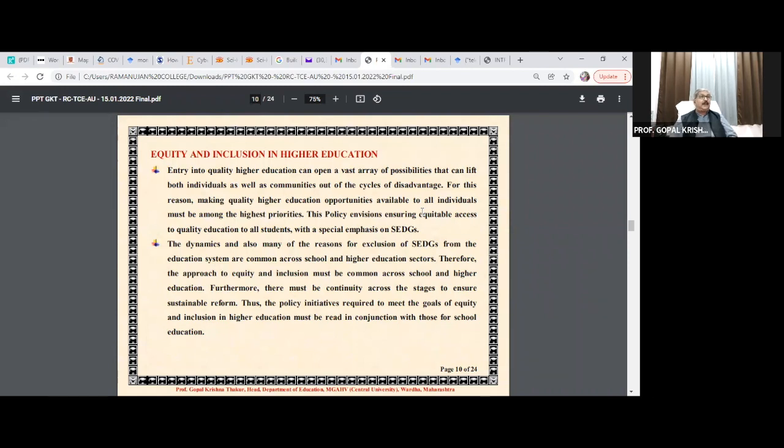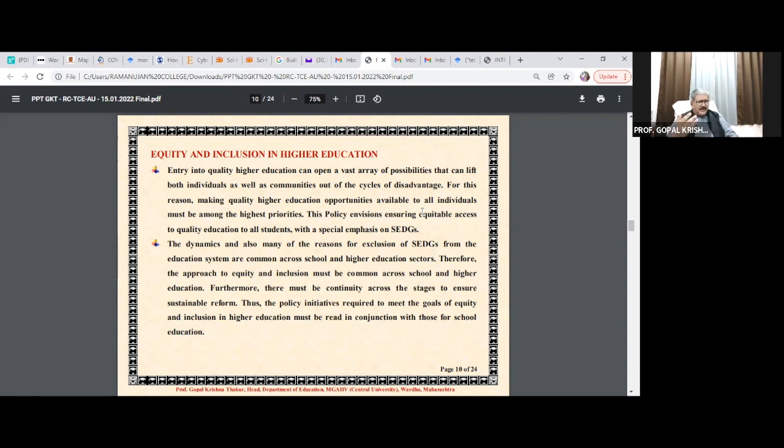On equity and inclusion in education, I have been discussing in general. Now, equity and inclusion in higher education. Let us see what this National Education Policy document talks about. It says entry into quality higher education can open a vast array of possibilities that can lift both individuals as well as communities out of the cycles of disadvantages. No doubt we know that education in general, higher education in specific, enhances the quality of life of an individual, of the family that the individual belongs to, and in general, the community, the society.